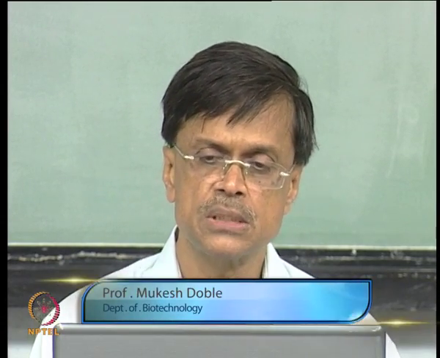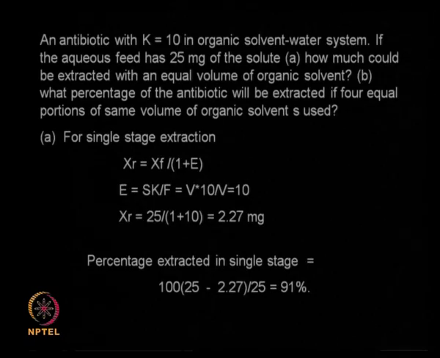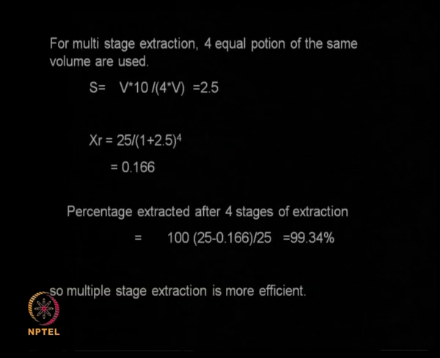For extraction, will the efficiency go up or go down? That is the question that is asked. Okay, so same amount of solvent, but it is now divided into 4 parts and you are doing 4 extractions. Okay, it is like a 4 stage cross flow system. So what happens? The equation gets slightly modified. The equation will become XR is equal to XF divided by 1 plus E raised to the power n, where n is equal to 4, correct.